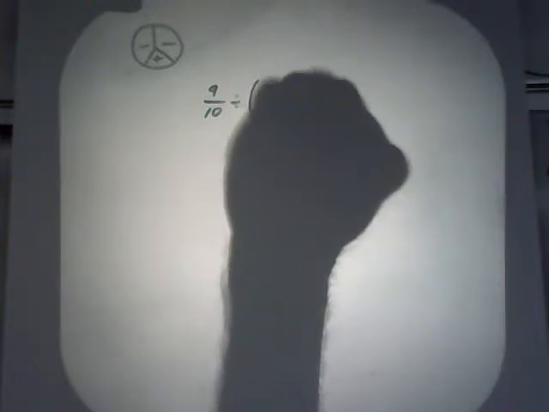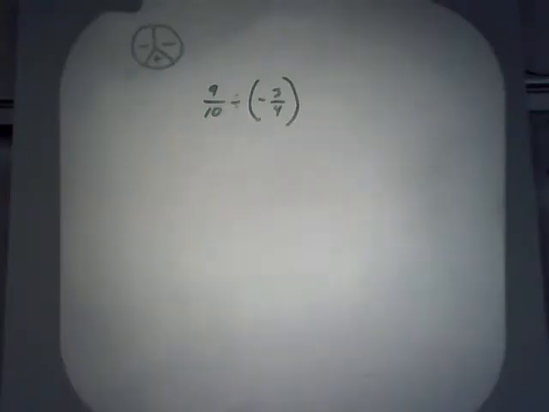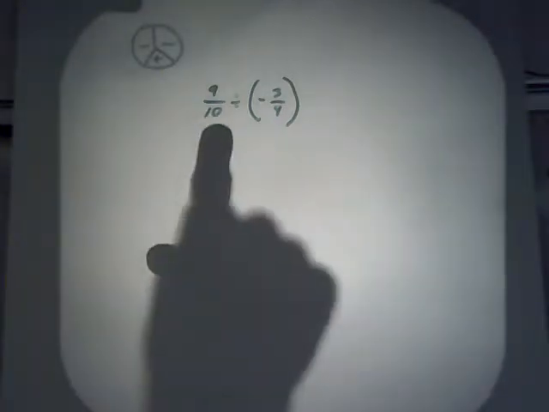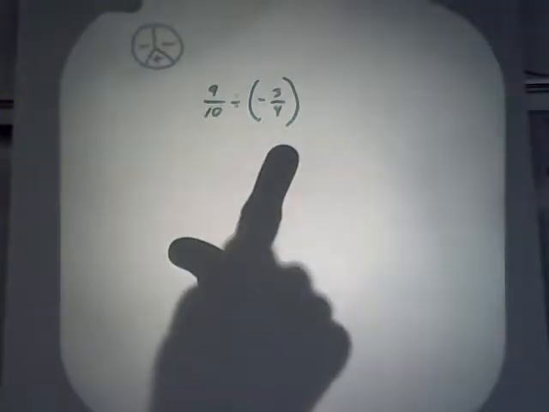Let's see. Let me get... Okay, let's start off with this one. 9/10 divided by a negative 3/4. Now we're dividing fractions. Okay, this is the part where you pick up your pencil and you actually do something. Okay, 9/10 divided by negative 3/4.